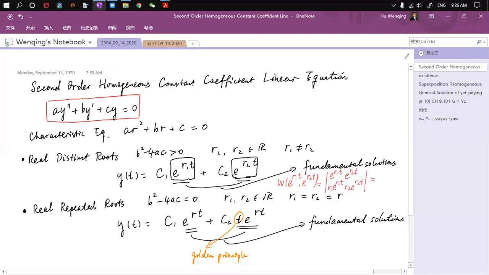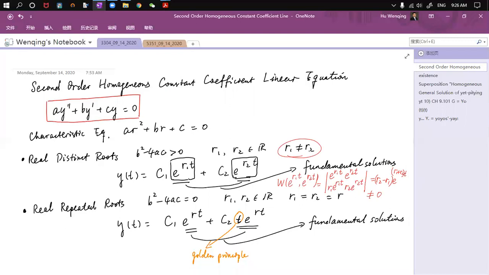As long as you calculate this, it's going to be r2 minus r1 multiplied by e to the power of r1 plus r2 times t. This has to be non-zero because the two roots are not the same. So in that case the Wronskian is non-zero, and therefore the two solutions are safe to be fundamental solutions. You combine them. That's our theory, which we taught you on Friday.